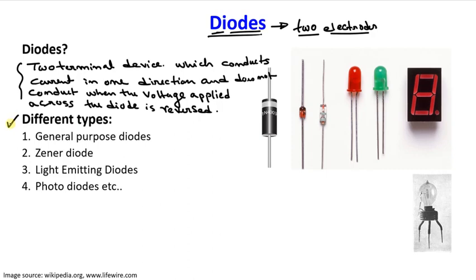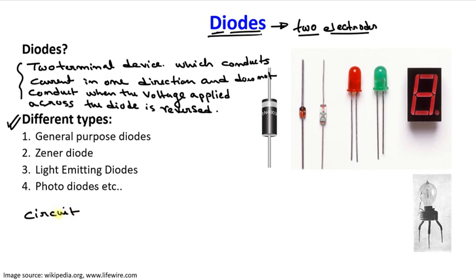Diodes can be of different types. Some of the types are listed here, and also in these images you can see some of the diodes, right? Basically all of them are diodes. Some of them are used for display purposes, some for other electrical purposes. So these are general purpose diodes. This is the Zener diode, this is the light emitting diode, which emits light for different display purposes. The photodiode is not shown here, but what is a photodiode? When light falls on this diode, its conductivity changes. So this is the photodiode.